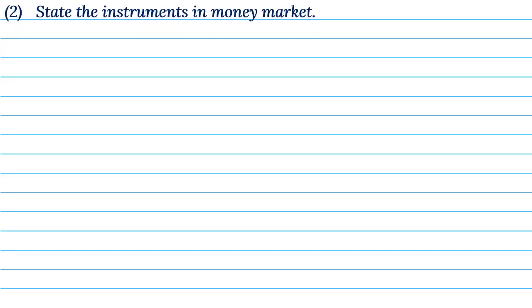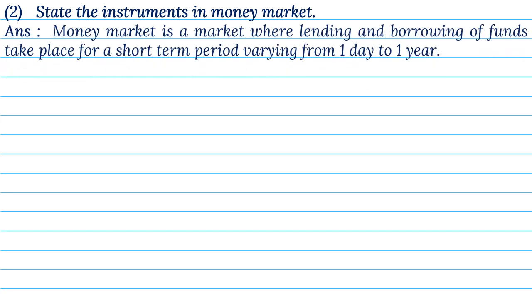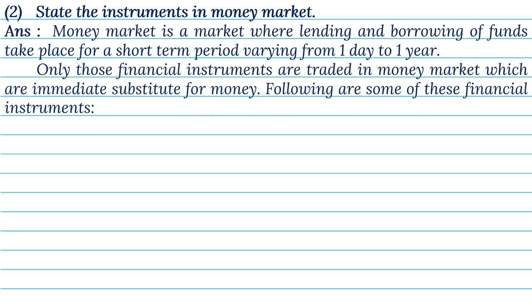2. State the instruments in money market. Answer. Money market is a market where lending and borrowing of funds take place for a short-term period, varying from 1 day to 1 year. Only those financial instruments are traded in money market which are immediate substitutes for money. Following are some of these financial instruments.